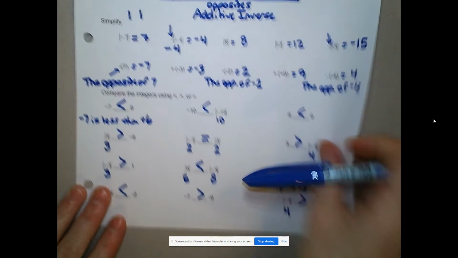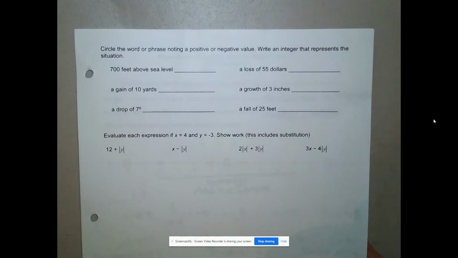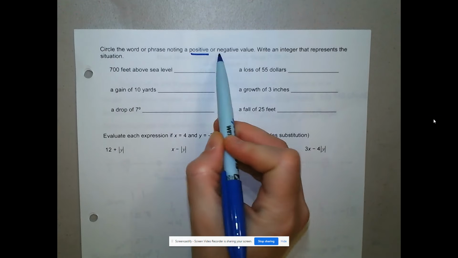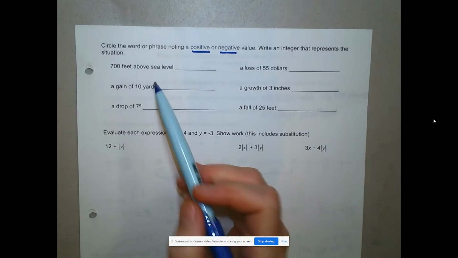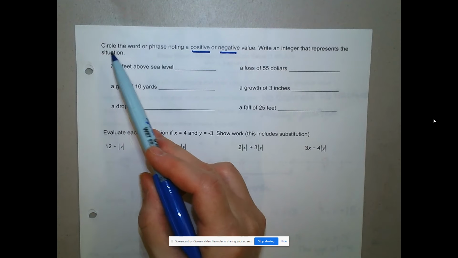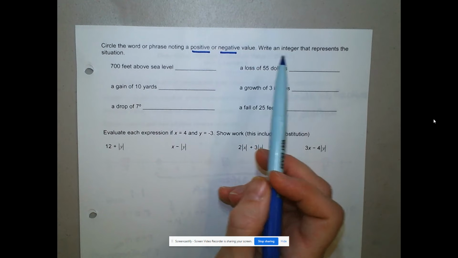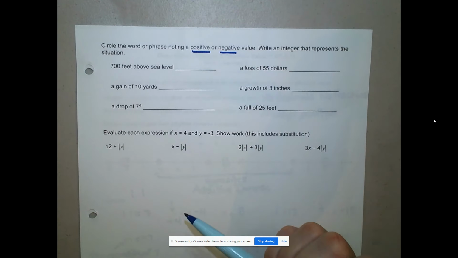Now, if we flip this over and take a look at the back, we are going to look at some phrases that also have to do with inequalities and figuring out positive versus negative, and whether something is, in this case, a gain, a loss, different vocabulary words that have to do with positive and negative values. So first, we're going to read the directions. Circle the word or phrase noting a positive or negative value. Then write an integer that represents the situation.